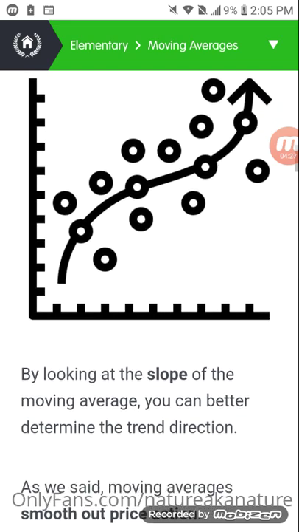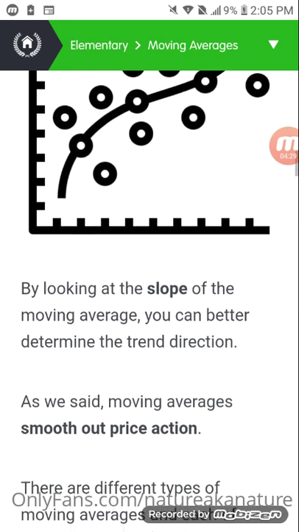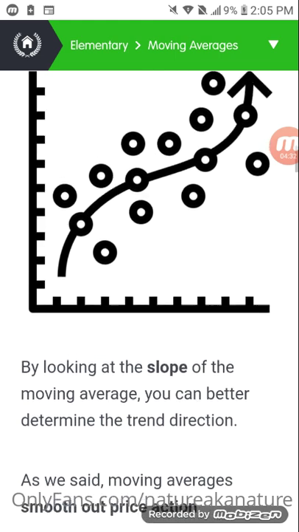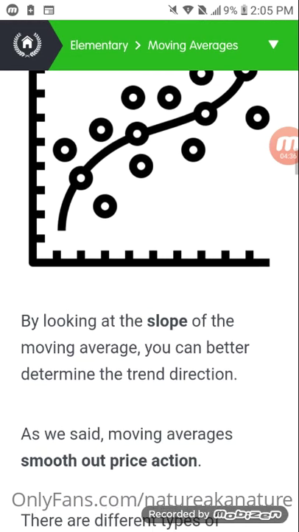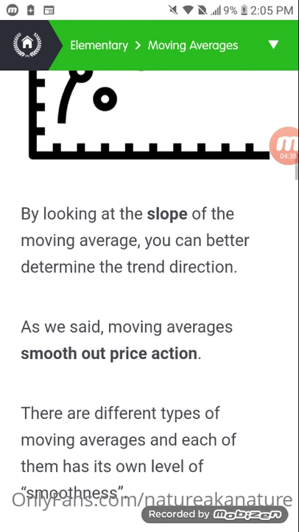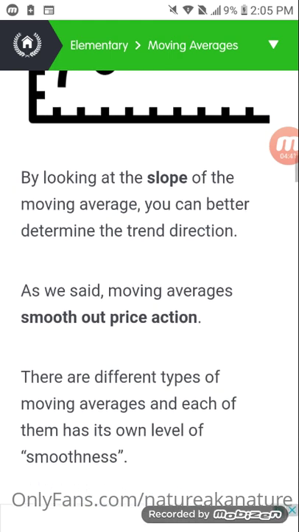Okay, because price is constantly moving, fluctuating, zigzagging. By looking at the slope of the moving average, you can better determine the direction of the overall trend. So as we said, moving averages smooth out price.